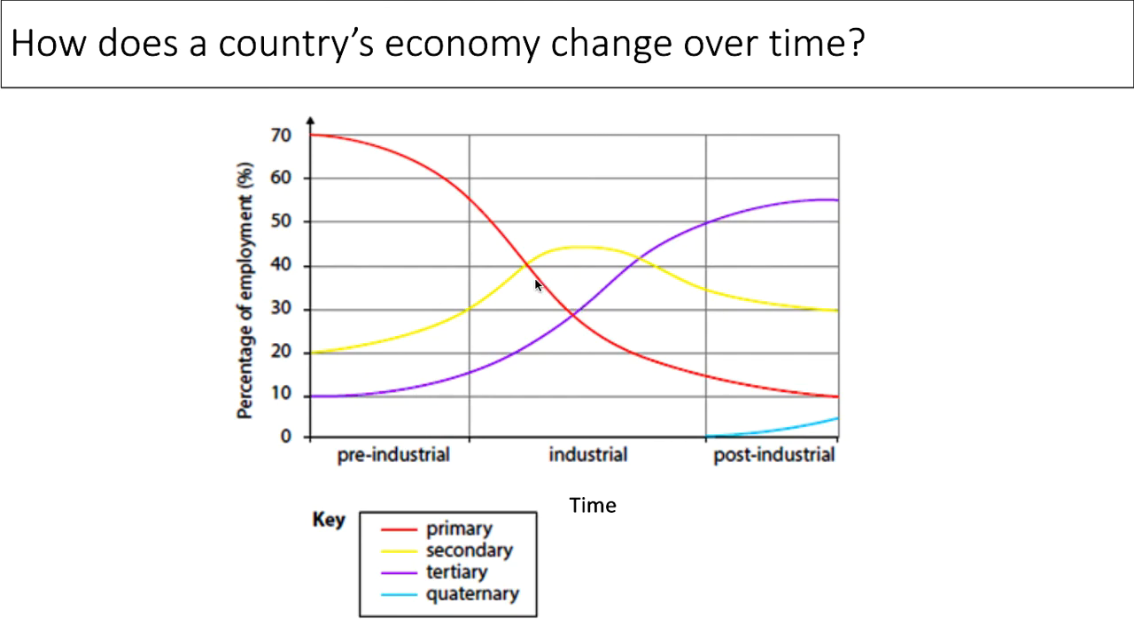But as a country develops further over time, the number of people working in the secondary industries decreases, whereas the number of people working in the tertiary industries providing a service increases rapidly. And we start to see in the post-industrial stage a small percentage of people, roughly 5% of people, working in the quaternary sector, those high-tech, highly skilled jobs like aeronautical engineering.